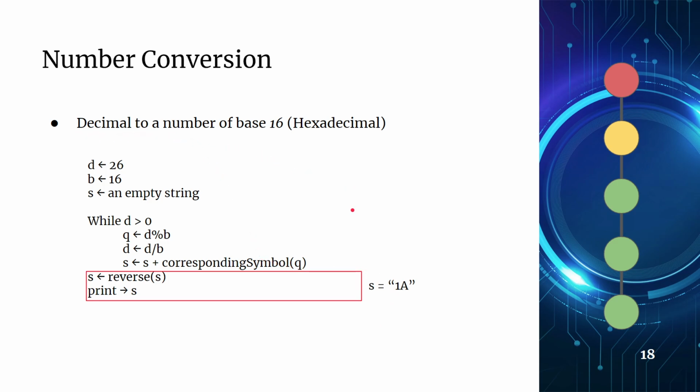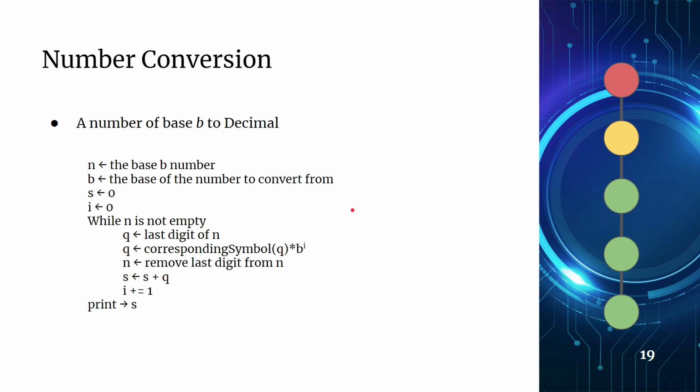This is the algorithm. How about we reverse the process? Now we give a number of base b and convert it to decimal. We are given a number and the base it's in, and we want to convert it to a decimal number. You can do that as well. At first we will need n, the base b number, and b, the base of the number to convert from. We will have s as 0 and i is also 0.